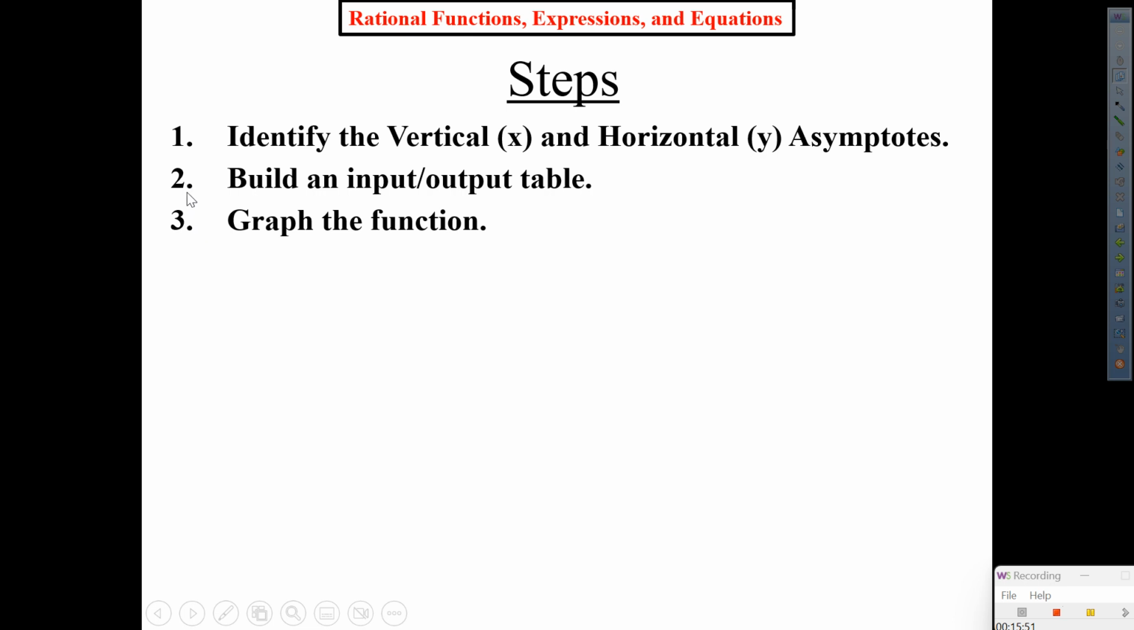Second step and third step we've been doing on the warm-up. Build an input-output table and graph the function. Have we been doing that? Yes, Mr. Q, thank you very much. You're welcome. Problem number 1 basically is done on the warm-up, yes? Yes, Mr. Q. Just number 1, the asymptotes we need to cover.